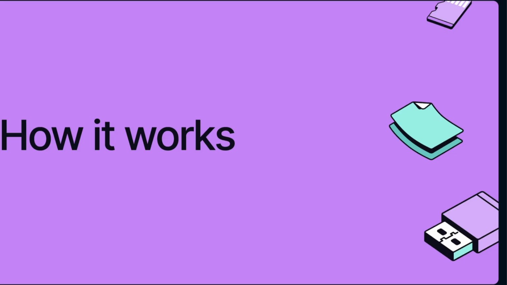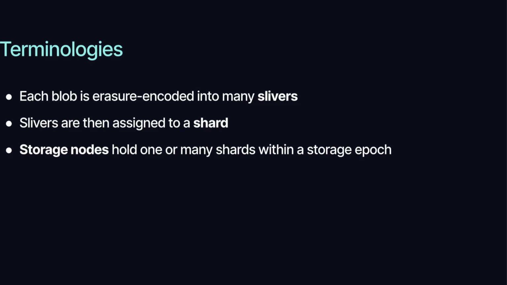I have shown you the magic. Let's discuss how it works. Here are some terminologies we will be using: slivers, shards, and storage nodes. Each blob is erasure encoded into many slivers, and slivers are then assigned to a shard, and storage nodes hold one or many shards within a storage epoch.